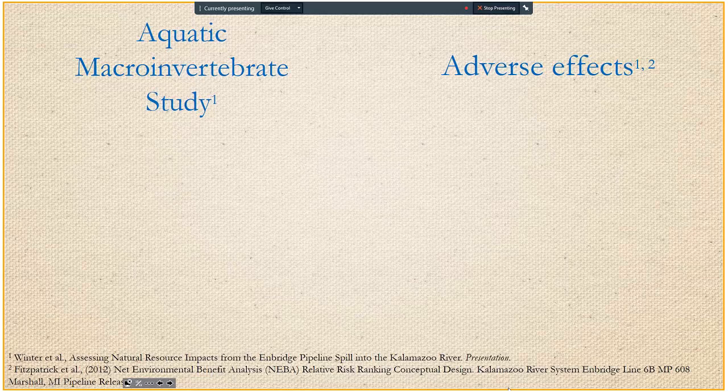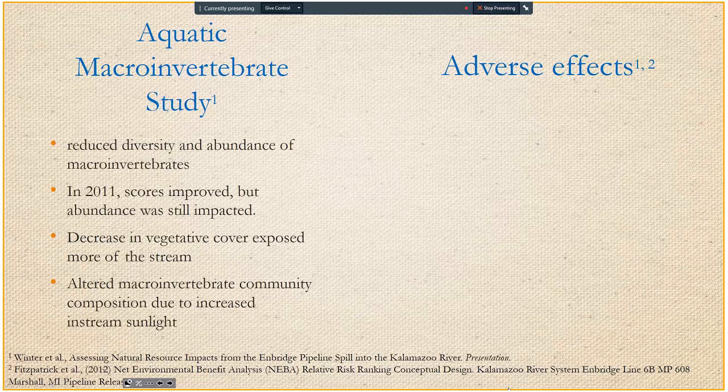So just like every other study, the macroinvertebrates are always highly impacted. And in this case, they observed a reduced diversity and abundance of the species. Again, similar to East Walker River, they went out multiple times, and within a year period, they did see an improvement, but because of the remobilization of oil, that wasn't as high as the original count.